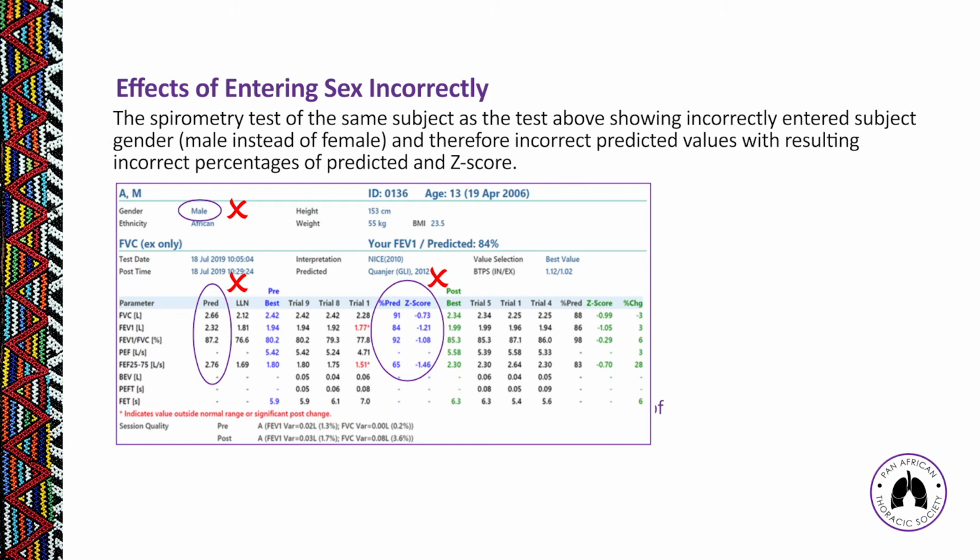So you can see how, as I say, a very simple mistake when you're entering the age, gender, height, or race of an individual can affect the predicted values, the lower limits of normal, and your interpretation of the result itself.